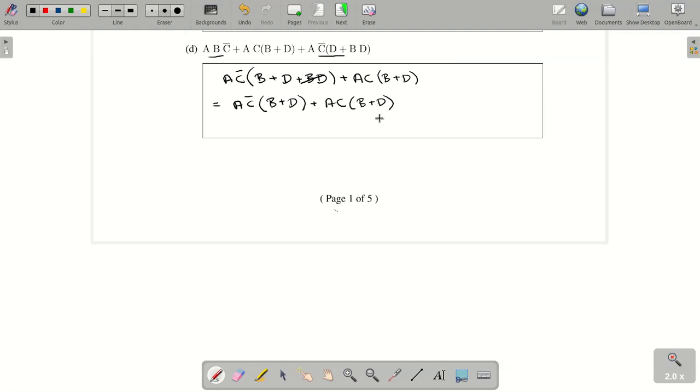Okay, so what do you have here? So this you can simplify a little bit further by saying A is common to both, and then we'll have C and C bar, B or D, and that you can tell this is going to go to 1. So we'll have A, B, D, and that should be the final answer.